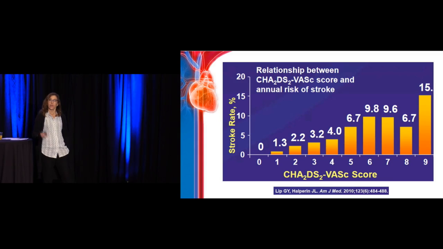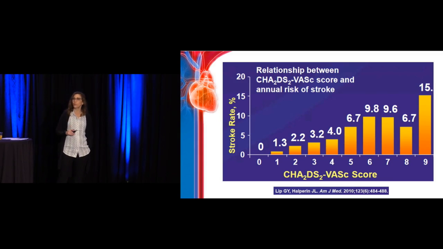Pretty straightforward. The quandary becomes, what if your CHA2DS2-VASc score is 1? 1.3% risk of having an AFib-related stroke over the next year. Well, anticoagulation isn't without risks. That's sort of where the risk-benefit comes a little trickier. What do you do with that?